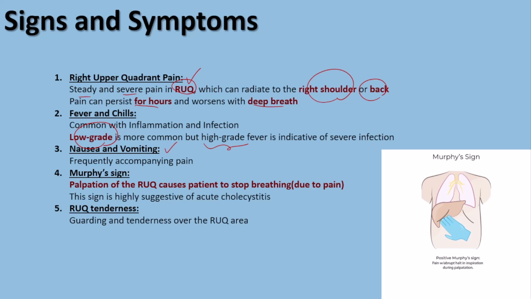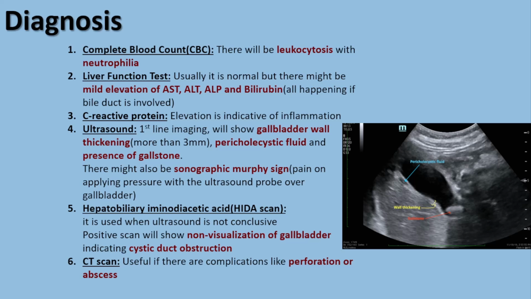Usually they accompany the pain. Also we can have Murphy sign. Murphy sign is when we palpate the right upper quadrant region in the patient, and due to the pain, exacerbation of the pain makes the patient stop breathing, and this is highly suggestive of acute cholecystitis. Another symptom is that the patient might have right upper quadrant tenderness, and this is with guarding and tenderness over the right upper quadrant area. So what are the diagnostic tools that we can use in case of cholecystitis?